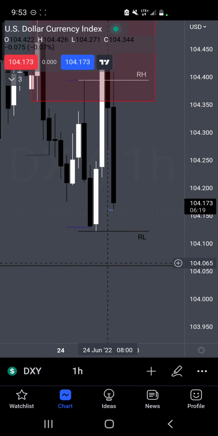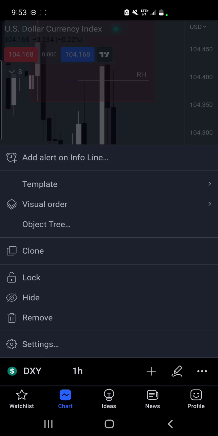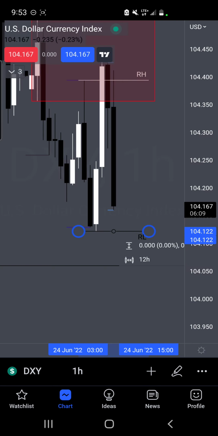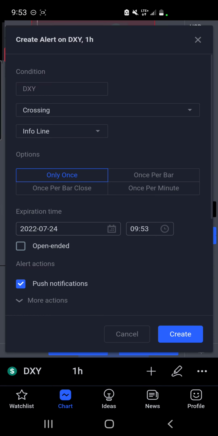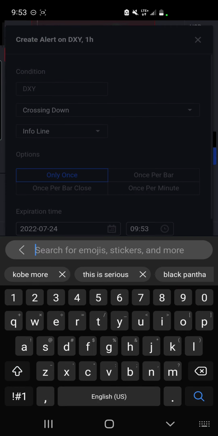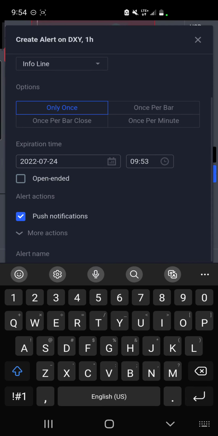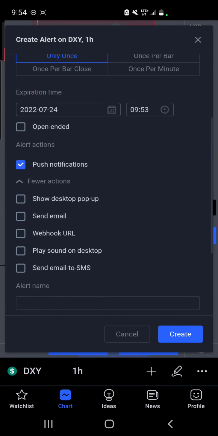But I just need the dollar to actually let me set an alert. No, stupid thing in the way. Let me set an alert. Only once, crossing down. Oh no, this would be. Oh, it's actually blocking me from seeing it.